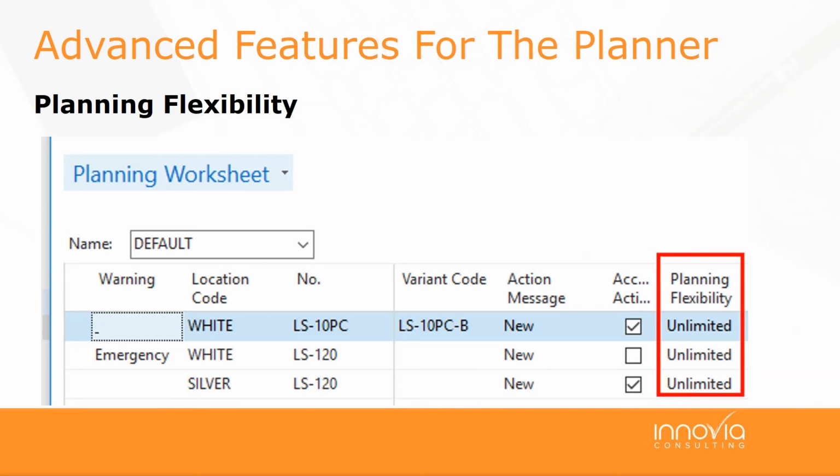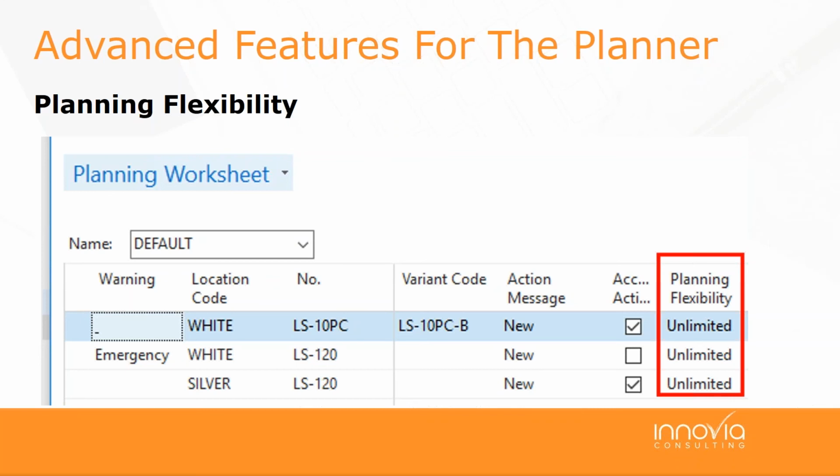There's a field on the purchase order called planning flexibility, which may or may not be showing. It's in almost every version, and also on the production order. By default, NAV out of the box will go unlimited, meaning planning will tell me to reduce it by 10.